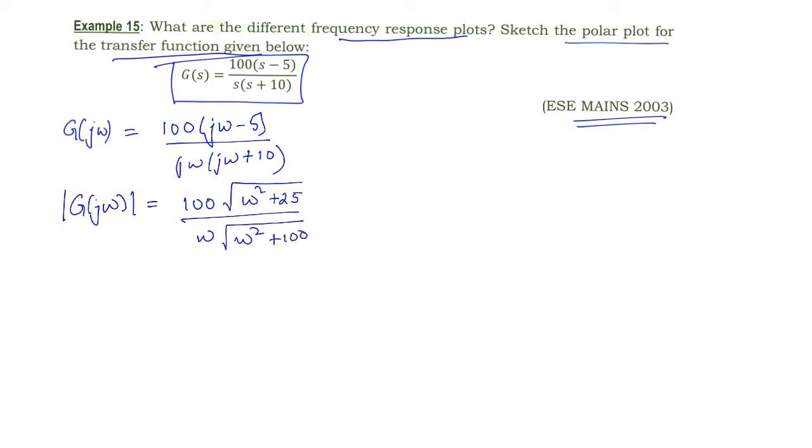And what is the phase? The phase, angle G(j omega), is equal to, here you can see that for j omega minus 5, the real part is negative.